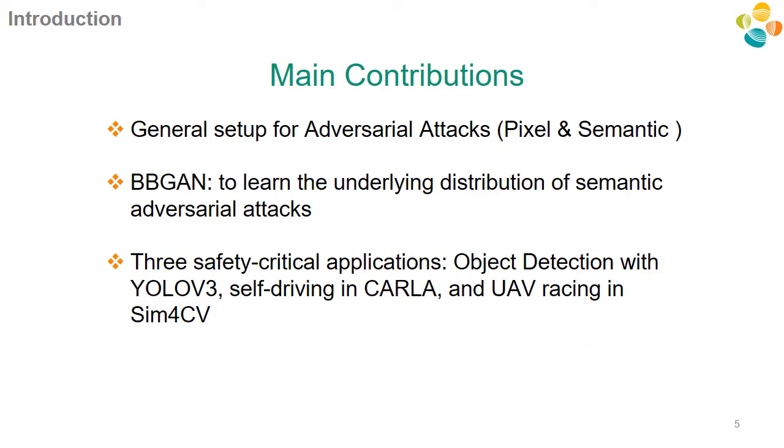The main contributions of the paper are that we propose a new general setup that includes conventional pixel attacks as well as semantic adversarial attacks. We propose BBGAN, a network to learn the underlying distribution of semantic adversarial attacks. We apply it on 3 safety critical applications: object detection with YOLO version 3, self-driving car in the Carla simulator, and UAV racing in SEM4CV. We show how this BBGAN can help us get useful insights about these agents.